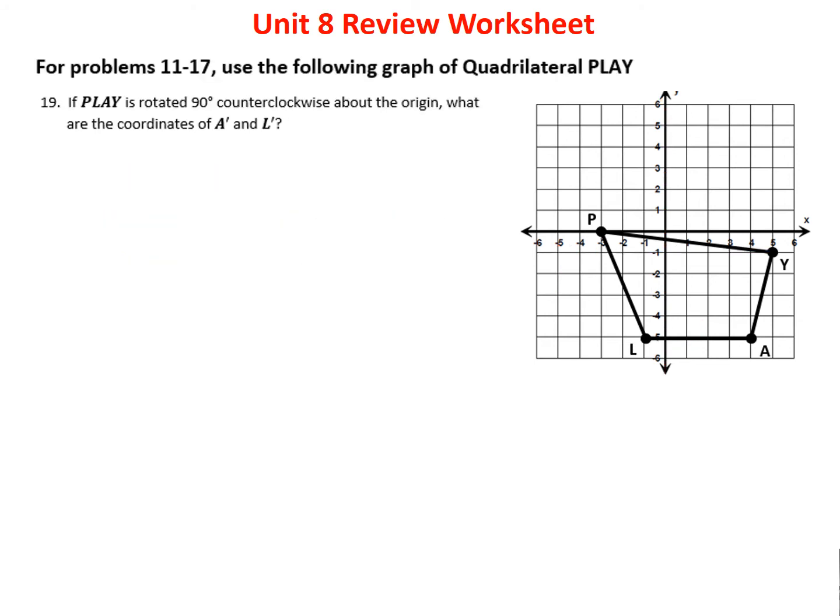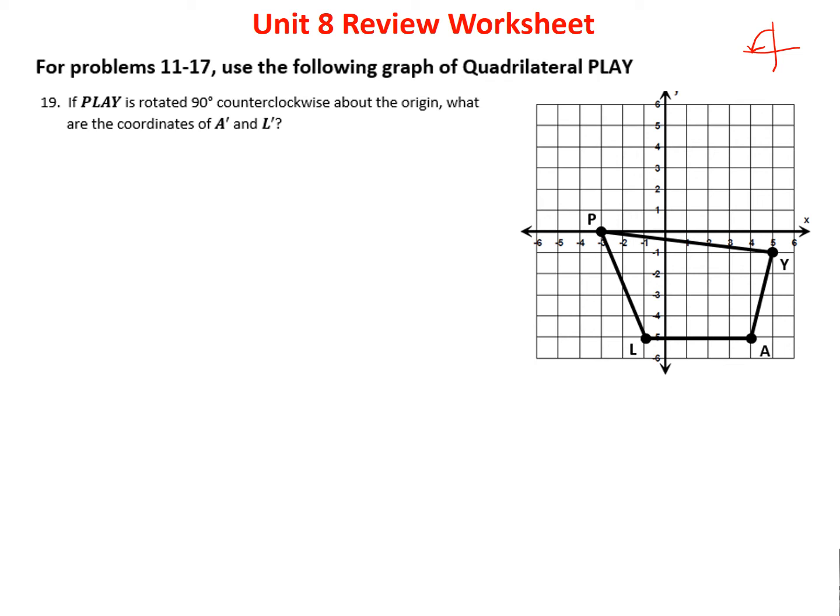When we come to rotations, it says if PLAY is rotated 90 degrees clockwise, that means if I'm sitting here, I'm going to go 90 degrees that way, about the origin. What are the coordinates of A prime and L prime? Well, we can do this graphically. It's just harder for students to do that. For example, if I were rotating P, well, let's check another point here.